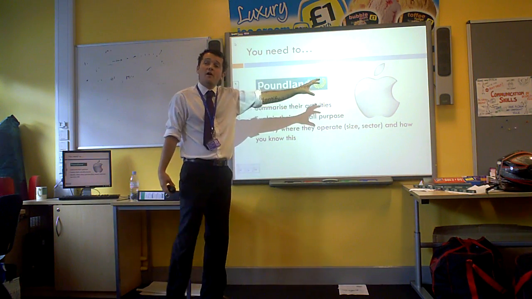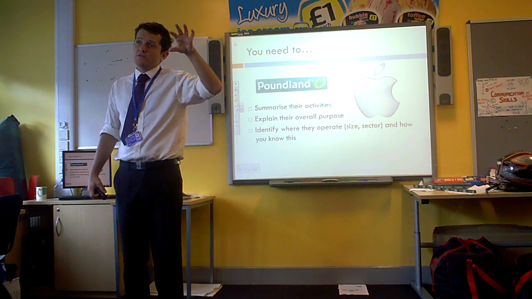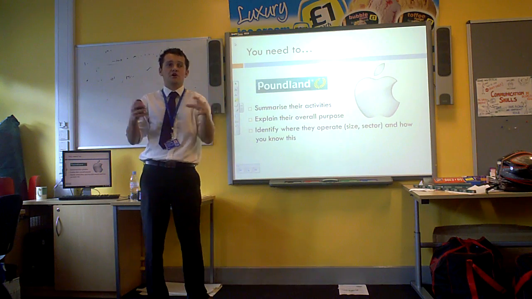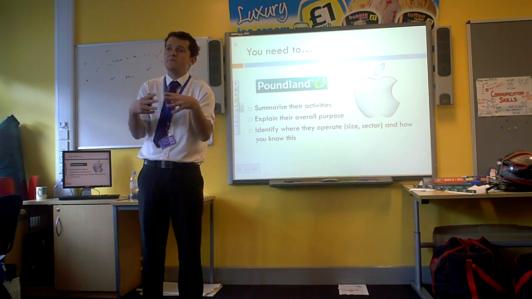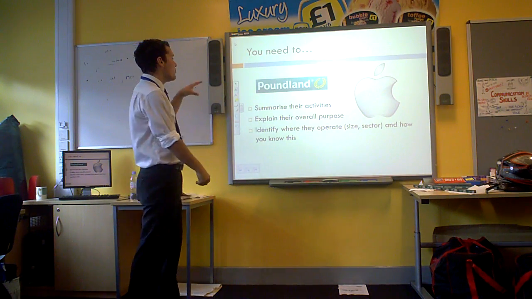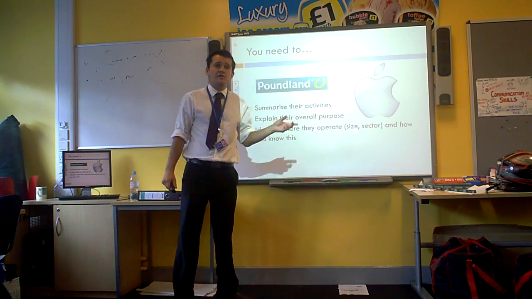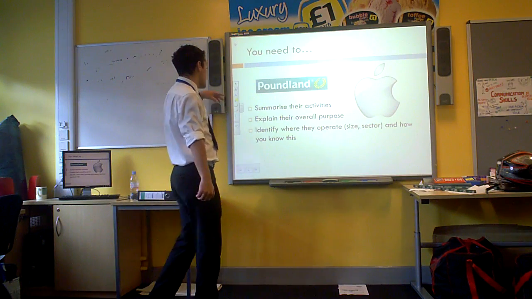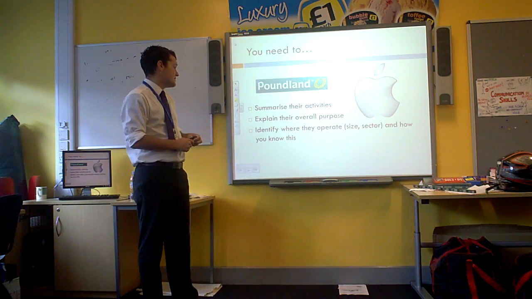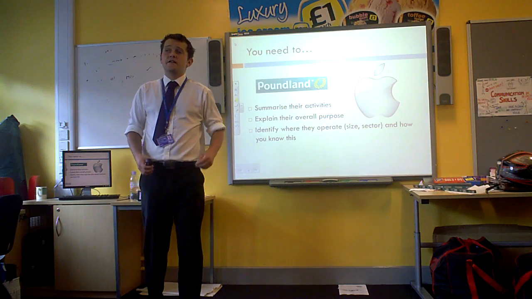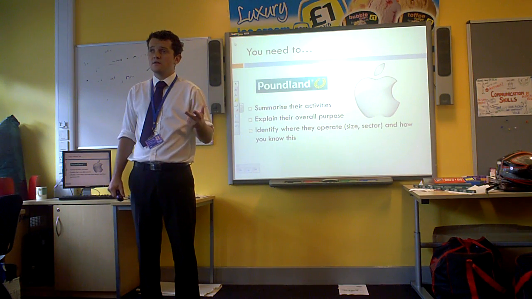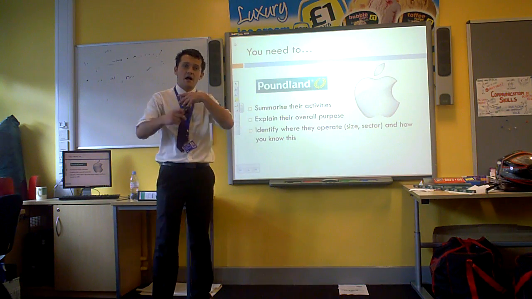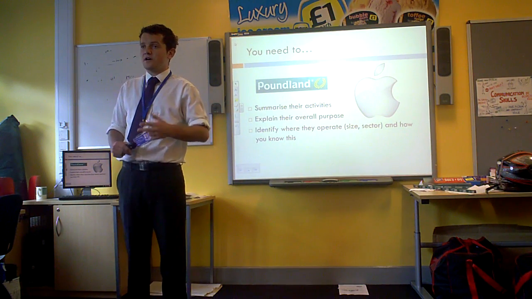When I put this up there, I honestly thought Poundland was just a local Portsmouth thing. Forget Poundland, think of it as a pound shop, the little 99p shop, Mr. Cheap, what have you. What you need to do is summarise their activities, i.e. explain what their purpose is, and then identify where they operate, their size and their sector. So they're local, national, international, public, private, voluntary, and primary, secondary, or tertiary.